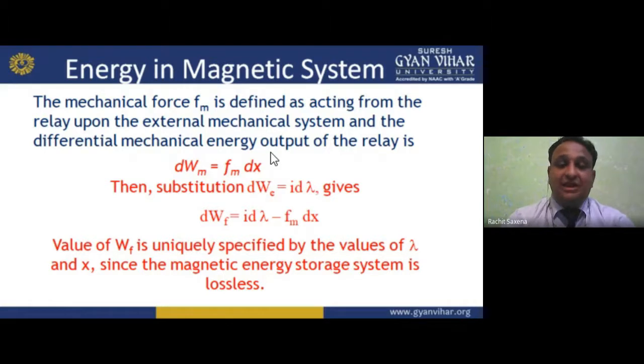Then by substitution, dWf is equal to what? i dλ, which we already have, from the electrical input, minus Fm dx, the force we have in the magnetic system. So from the difference of these, we are getting the magnetic field energy.